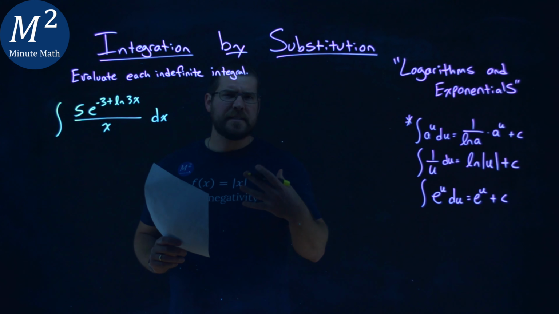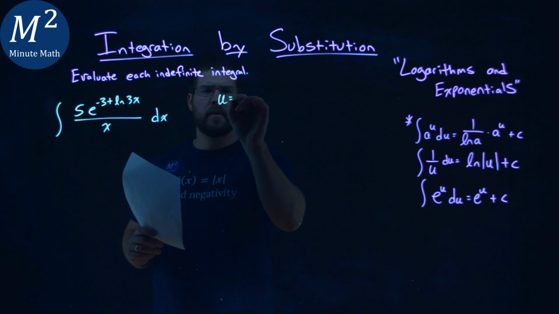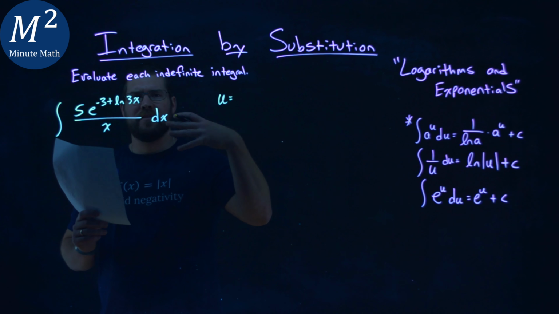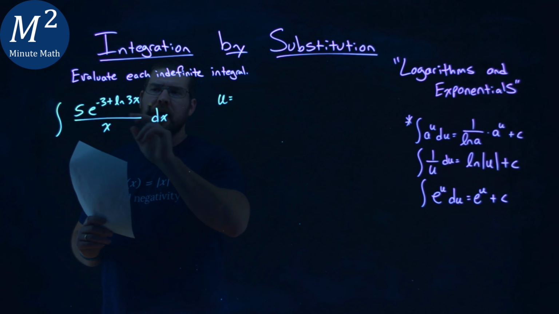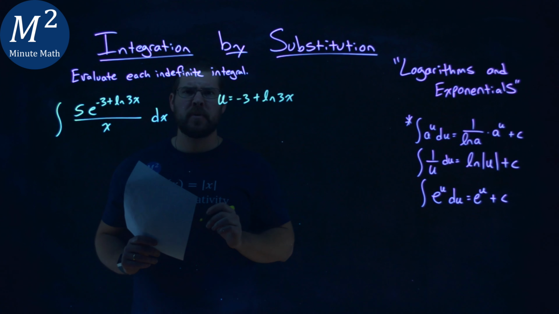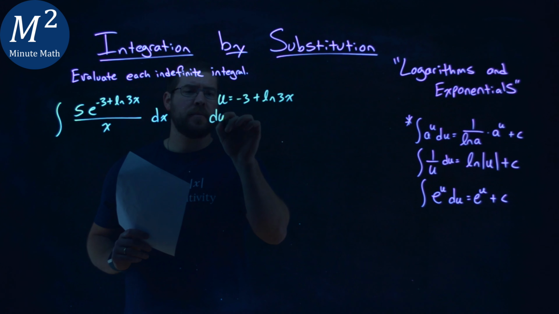I first want to find a u value. Now, I like to pick something pretty complicated, or the most complicated part kind of entrenched within this problem. And that would be the negative 3 plus natural log of 3x. Let's go find the derivative, du.